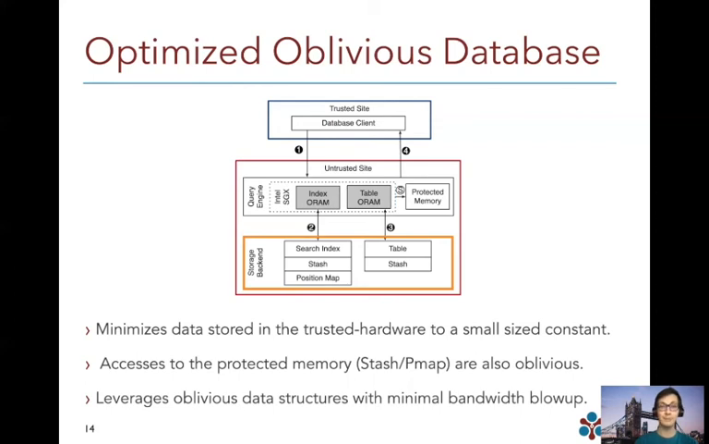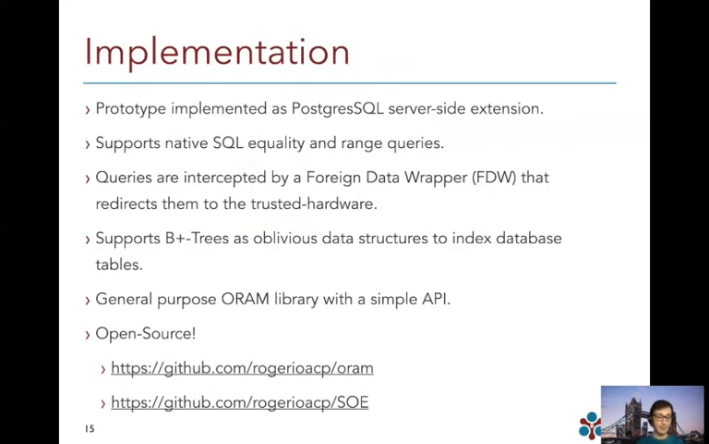We implemented this system architecture and the CODBS protocol on PostgreSQL as a server-side extension, and we support equality and range queries. And on this prototype, we actually support B+ trees as oblivious data structures to index database tables. And additionally, we implemented an ORAM library that provides a high-level and simple API that can be used to access any database structure, and actually has implemented the CODBS protocol that we have here as well, and made it open source in these two projects that you can easily use.